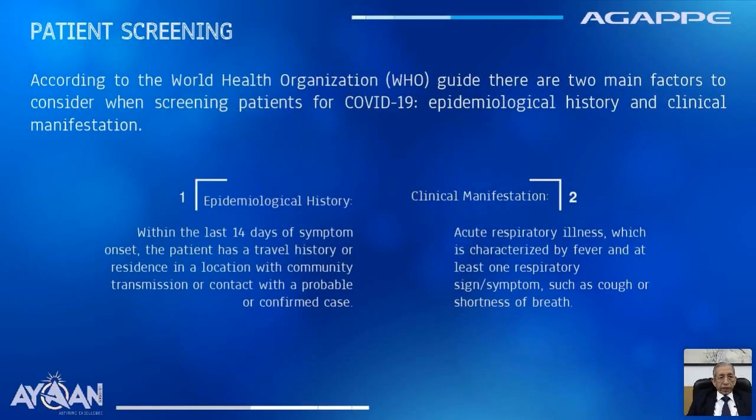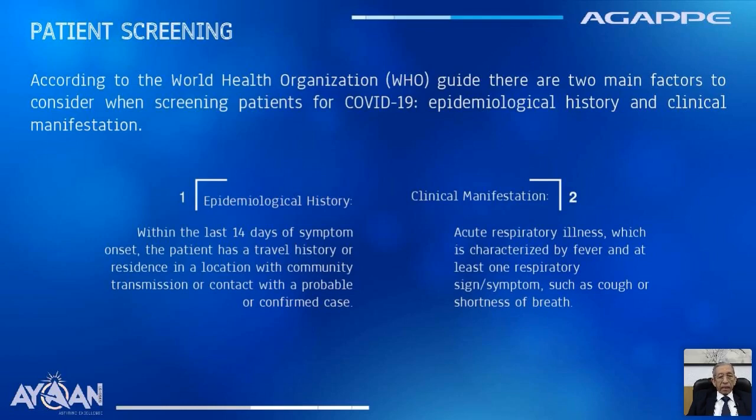Screening is important. And the screening has two facts, that is, one is epidemiological history and the other is clinical manifestations. Regarding the epidemiological history, within the last 14 days of symptom onset, the patient has a travel history or residence in a location with community transmission, or contact with probable or confirmed cases.